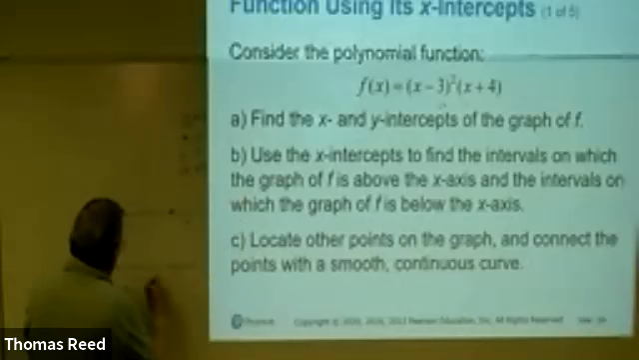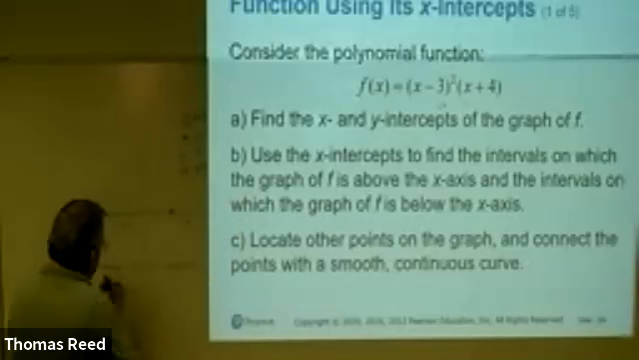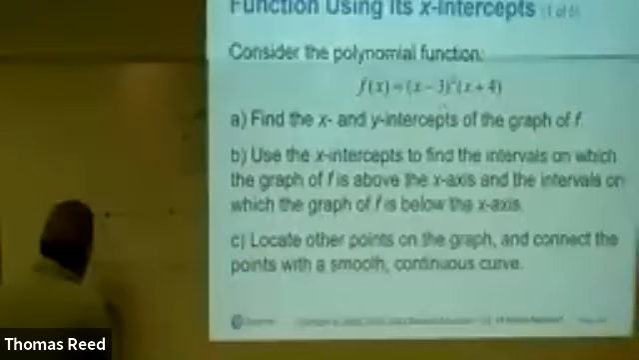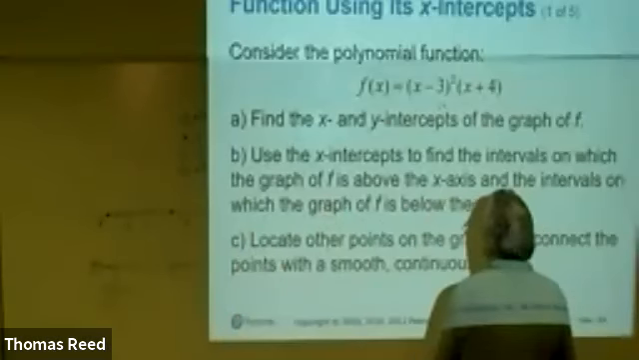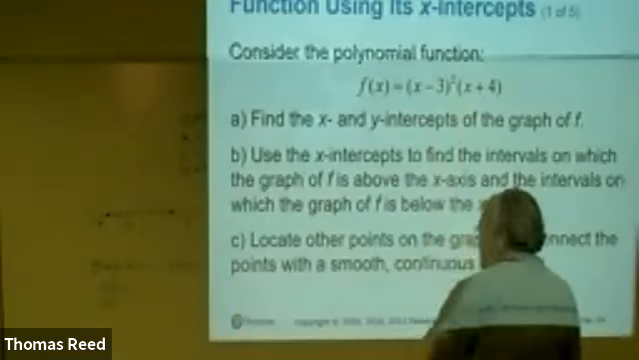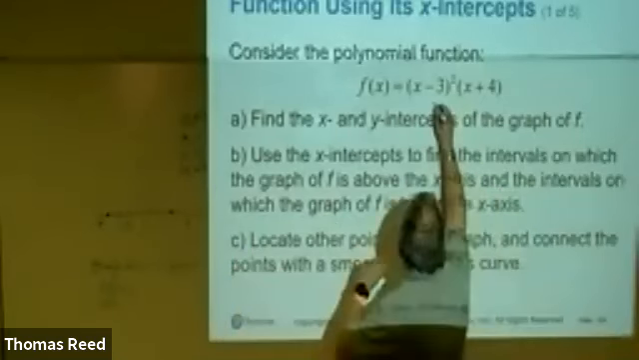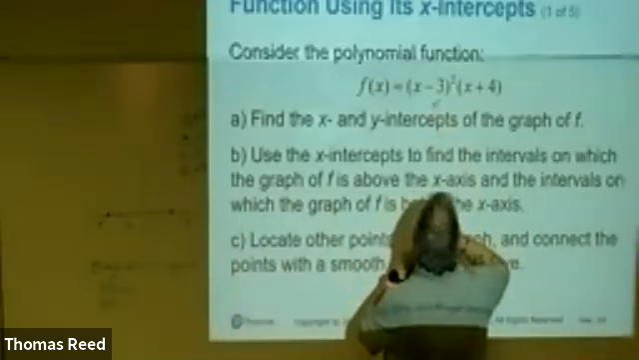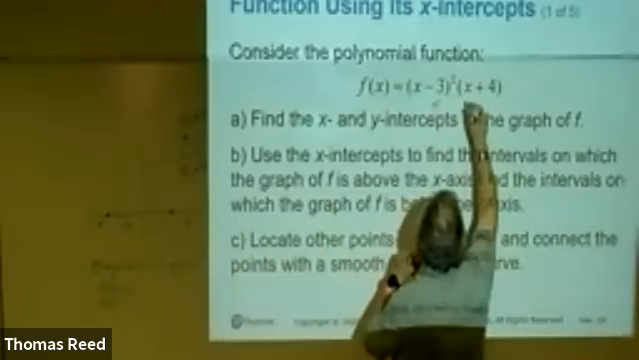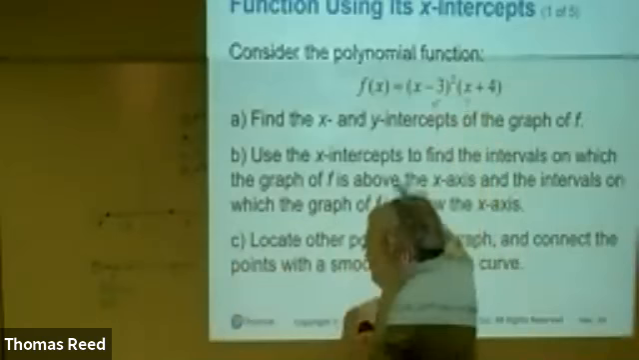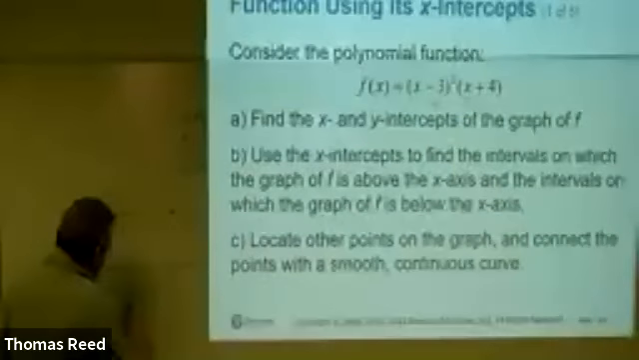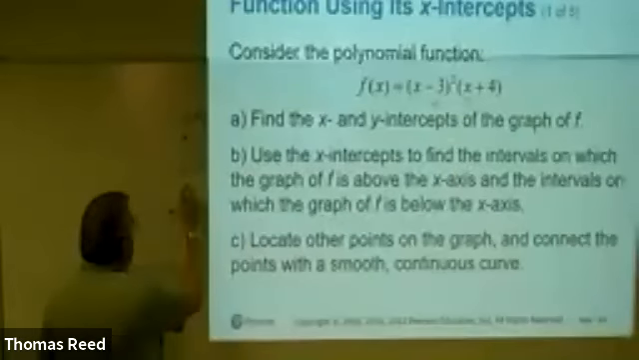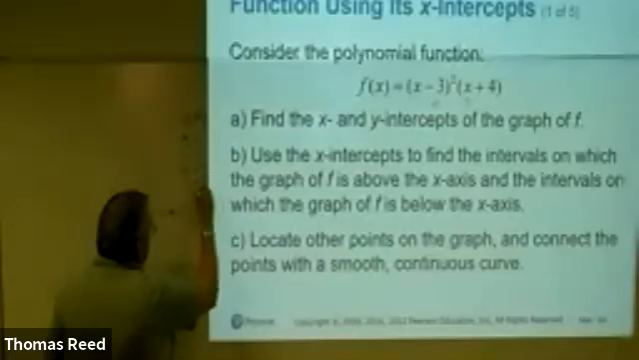-4 and +3, I'm going to look at what happens at -2. And so now I'm going to do f of -2. So -2 minus 3 is -5. -5 squared is 25. -2 plus 4 is +2. So 25 times 2 is 50. So that's the point (-2, 50).